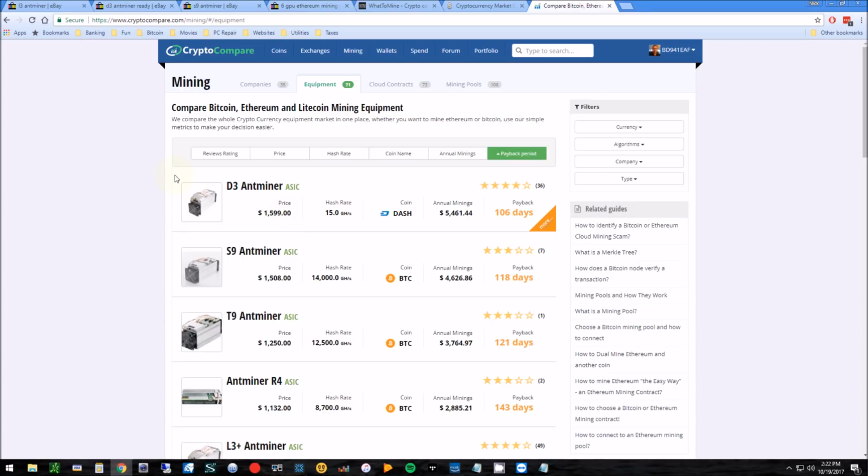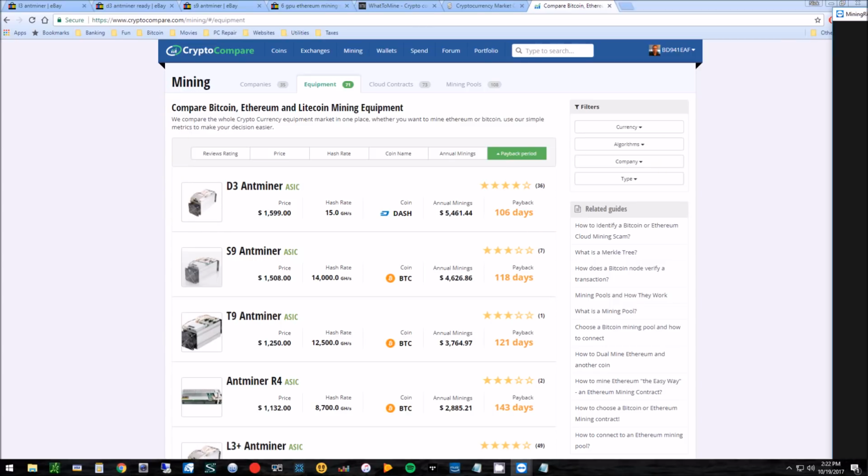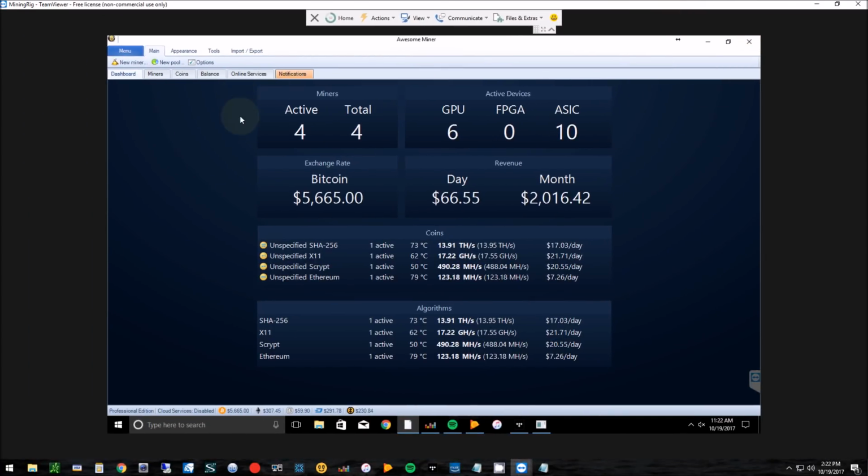So I guess the question you guys have on your mind is, what is the most profitable coin to mine right now? So I'm going to pull over here my rig, and I'm using a program called Awesome Miner that's monitoring my four different miners. So we've got SHA-256, X11, Scrypt, and Ethereum. So these are the different cryptos that I'm mining. Temperatures, as you see right now, X11 is high and my Scrypt is high as well.